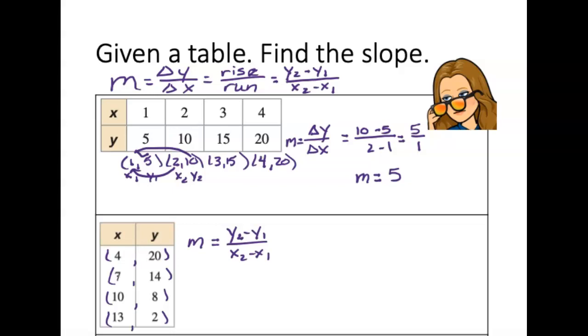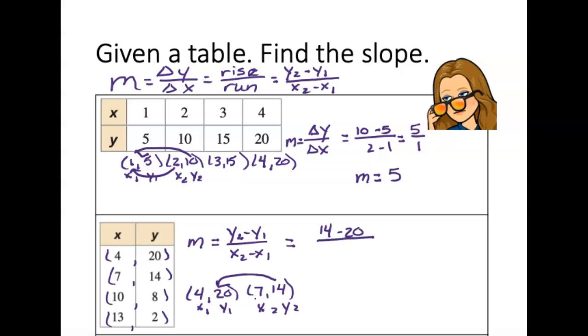So which ones do I want to use? Well, I'm going to rewrite this so I can make sure I get it right. I'm just going to use the top 2. I'm going to use (4, 20), and I'm going to use (7, 14). And I'm going to label this x1, y1. I'm going to label this one x2, y2. And then I'm going to fill in my formula. I want y2 minus y1. So y2 is here, and from here I'm going to subtract the 20. So 14 minus 20.